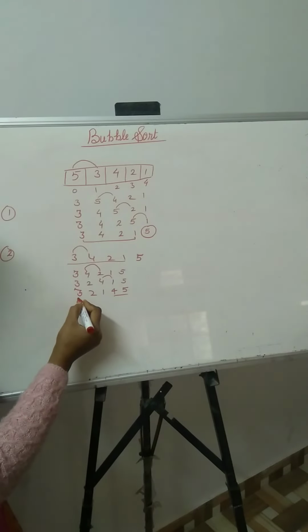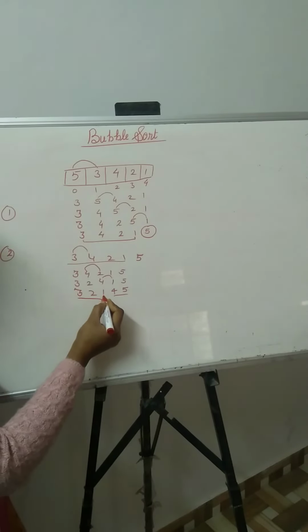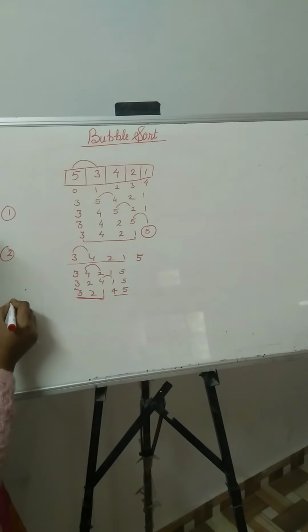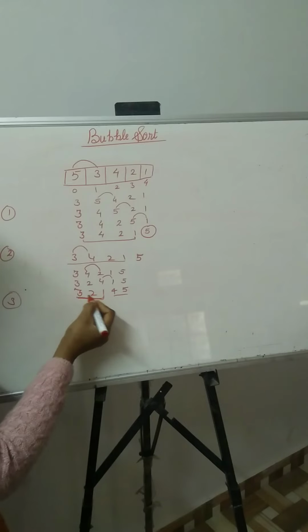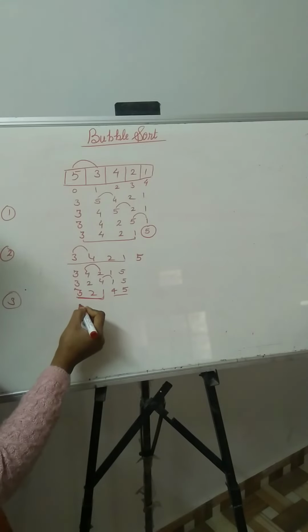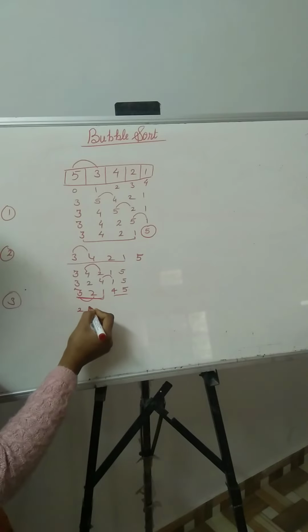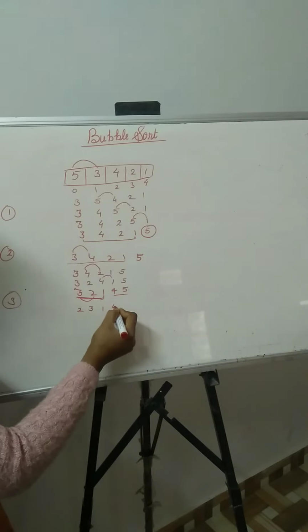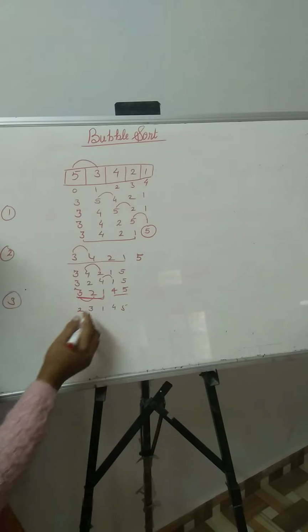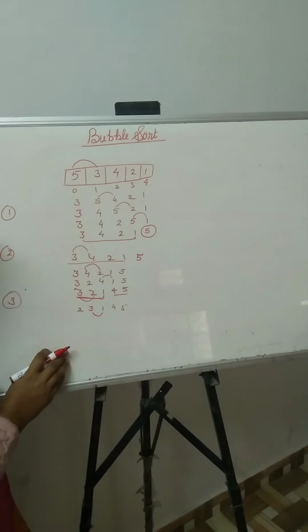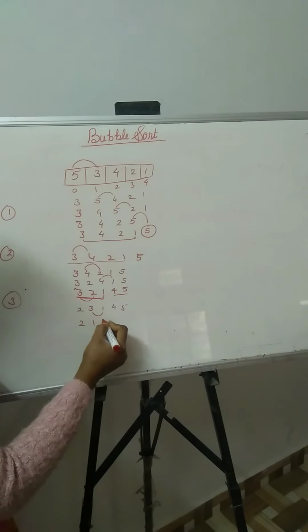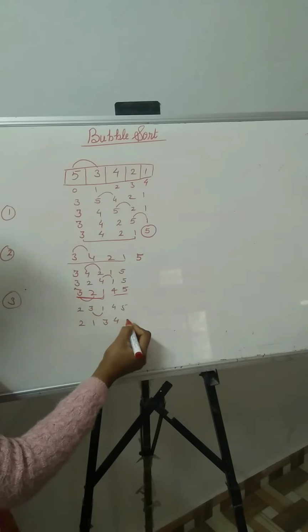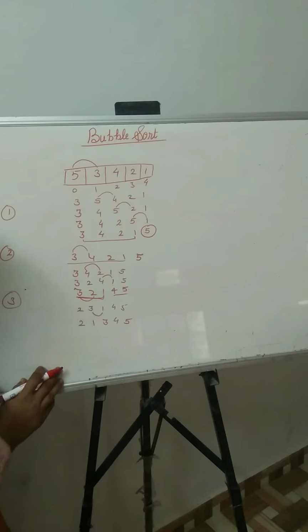Next iteration, the third, we compare only these numbers. 3 compared with 2: they interchange their values. 2 is here, 3 is here, then 1, 4, 5. Next 3 compared with 1: they interchange their values, 1 and 3. Then 4 and 5.